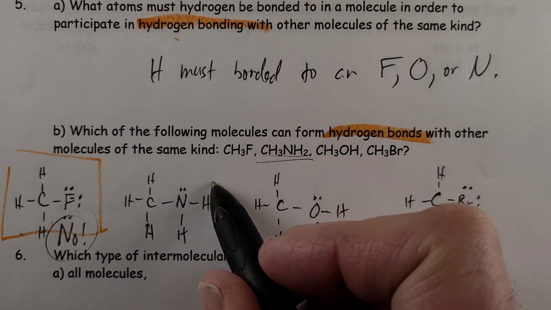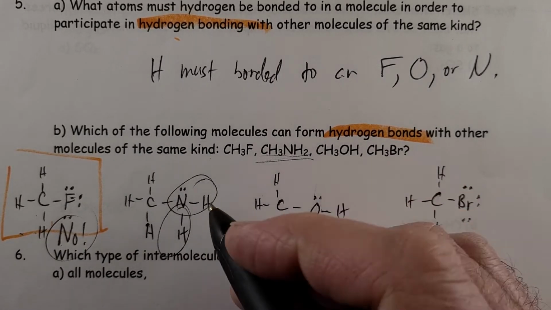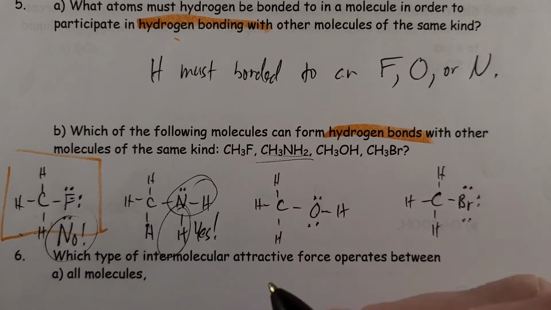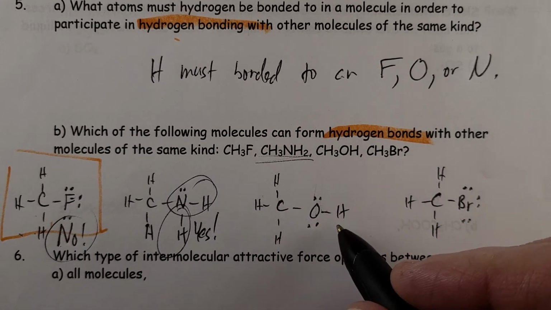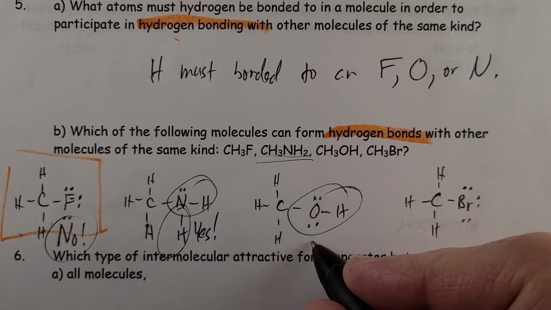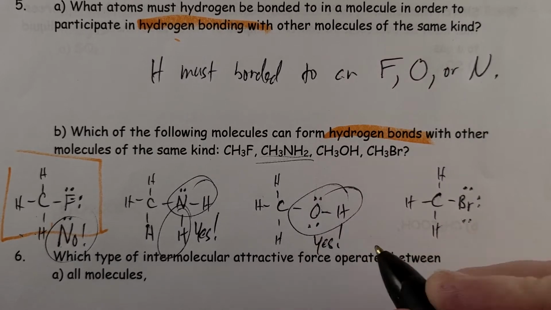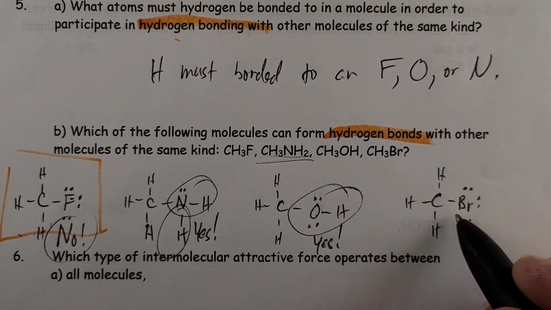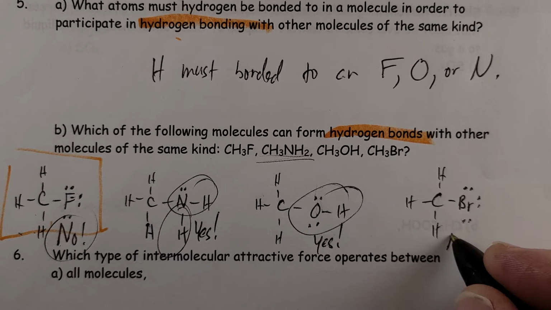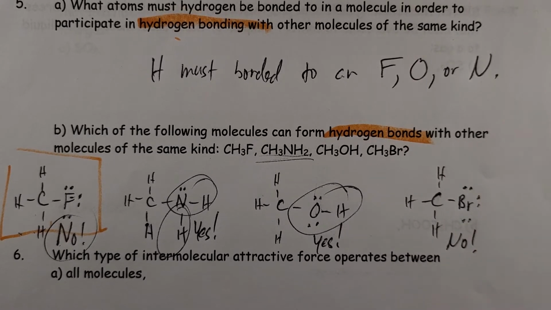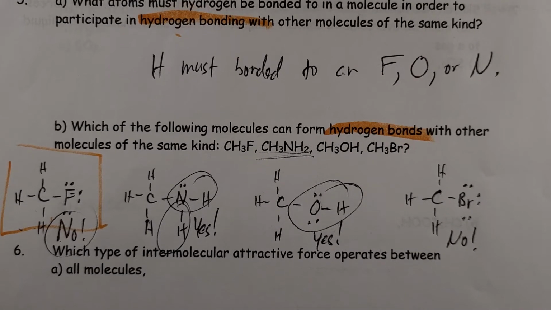This one? Yes, I would. I have H bonded to an N, so yes, hydrogen bonding would happen there. Over here, H bonded to an O, so yes. Then over here, H bonded to F, N, or O? No, I don't. So I don't have it there.